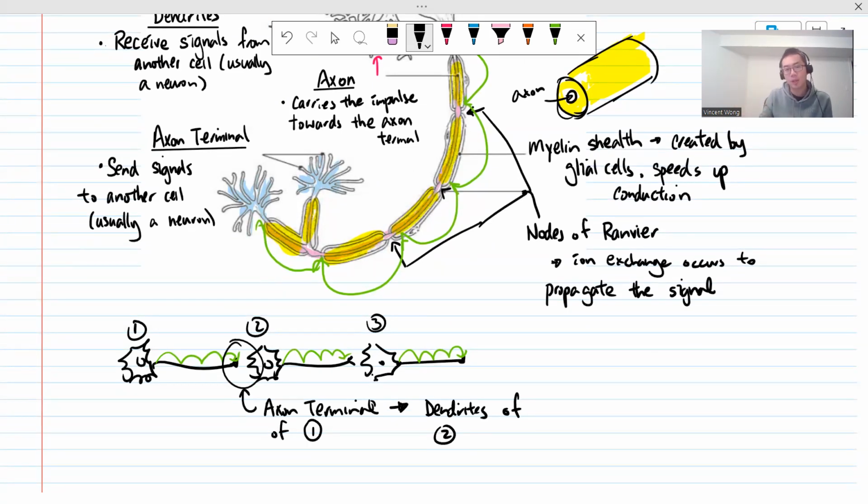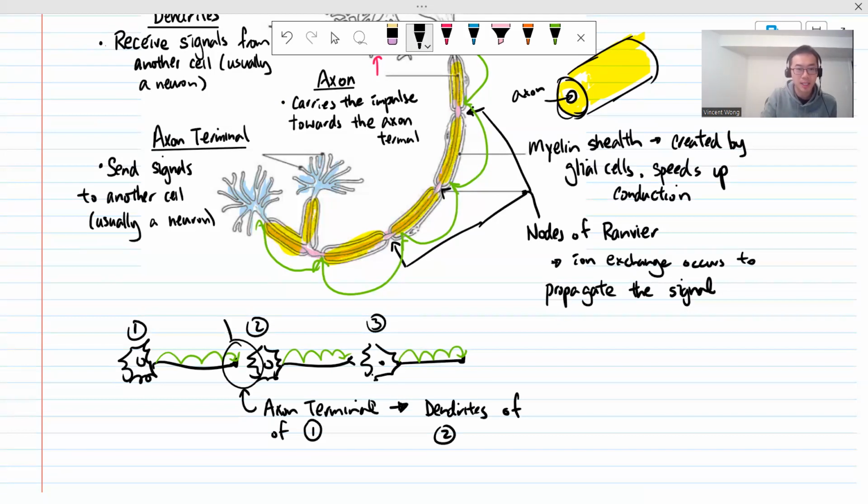Now you said cell body, right, Mohammed? Sometimes that can happen. It's possible to connect directly to the cell body as well. But then, you know, most of the time it's axon to dendrites. Okay.